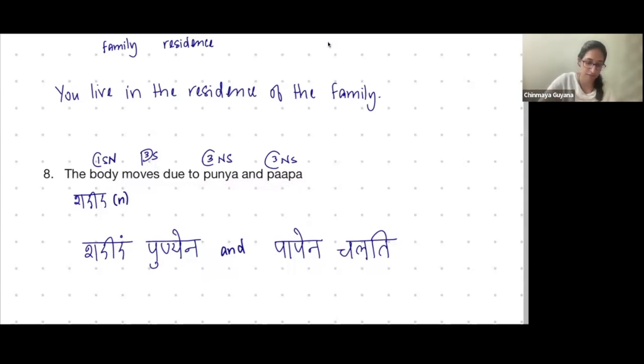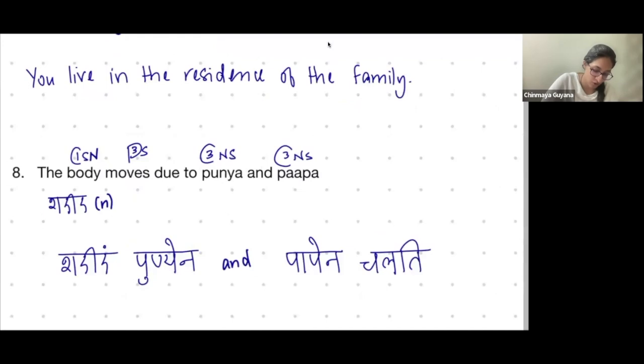Due to punya is third neuter singular and papa is third neuter singular because it means due to punya and due to papa. Right? So they'll both take third singular. And then cha, and, well, now you know it is indeclinable. So on and, you're going to write IND. IND means indeclinable. So when you translate it, Shariram Punyena and Papena Chalati. So now you can replace and with cha.